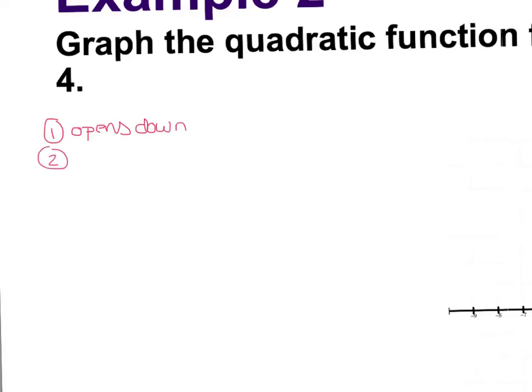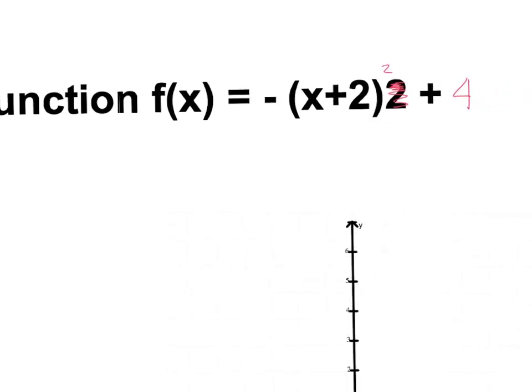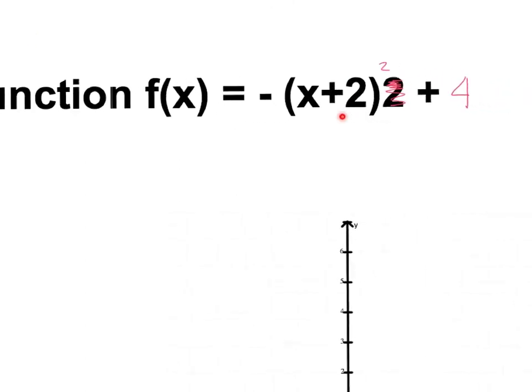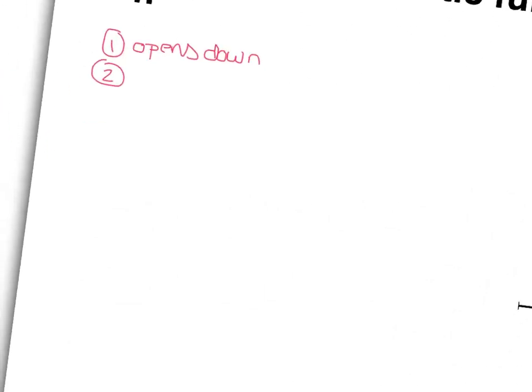The second thing we want to note is the vertex. Is it in the form of h and k? Well, this is h and this is k. Remember, what's inside the parentheses has the opposite sign, so that's going to be -2, and this is the direct sign, that's +4. So the vertex is negative 2, positive 4.